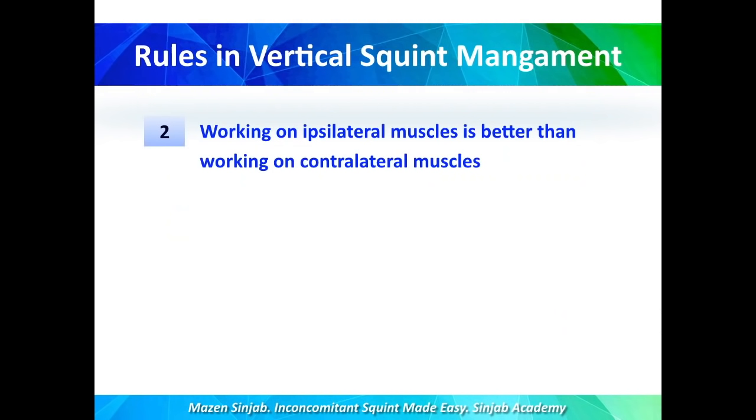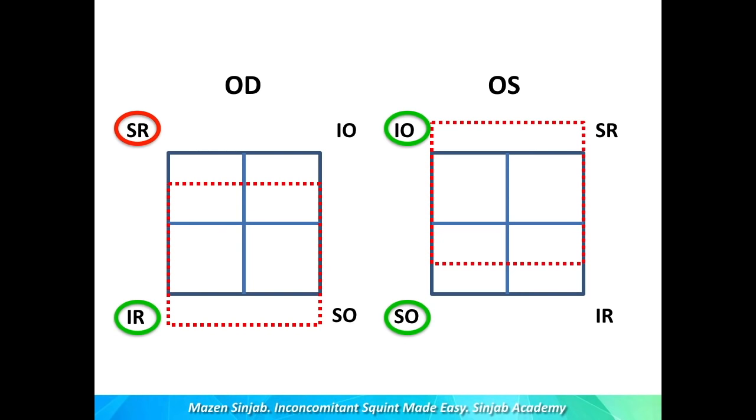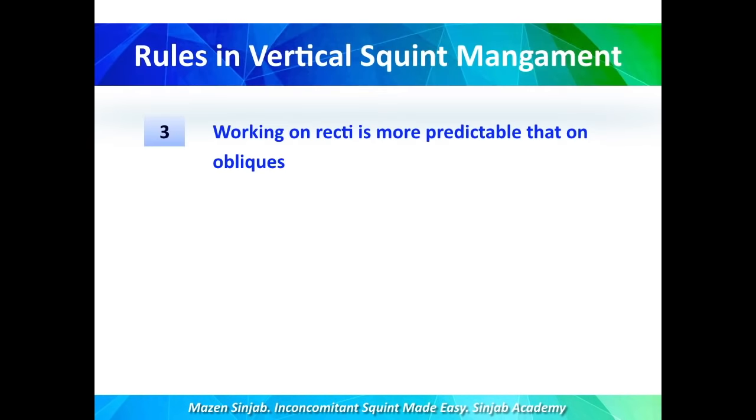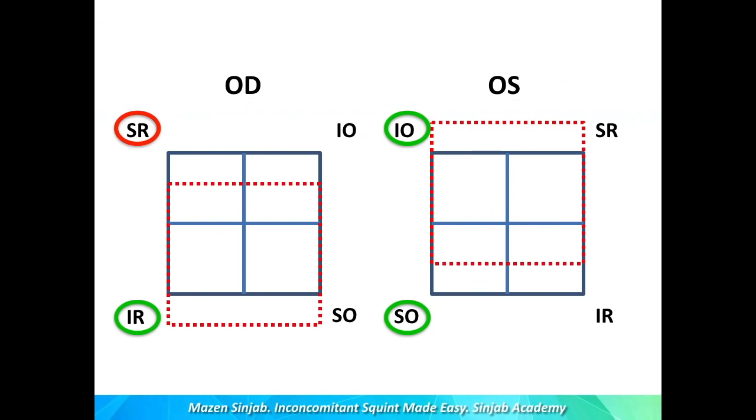The second rule says working on ipsilateral muscles is better than working on contralateral muscles. So it's better to work on the inferior rectus than working on the inferior oblique or superior oblique. We come to the third rule, which says working on recti is more predictable than on obliques. So again, it's better to work on the inferior rectus than working on the two obliques in the left eye. So these two rules guided me to work on the inferior rectus.